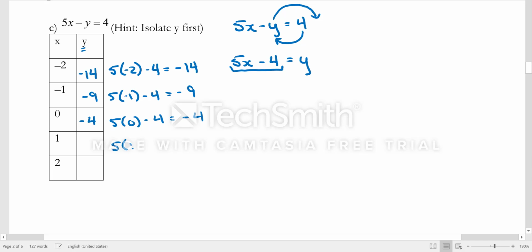We'll do another one. 5 times 1 minus 4, so 5 minus 4 equals 1. And 5 times 2 is 10, minus 4 equals 6. So you can see that these grow by a value of 5 each time. Okay, and this is going to be a characteristic that we're going to use later to help prove whether or not a relation is linear. Okay, so a relation is the connection between these x and y values.